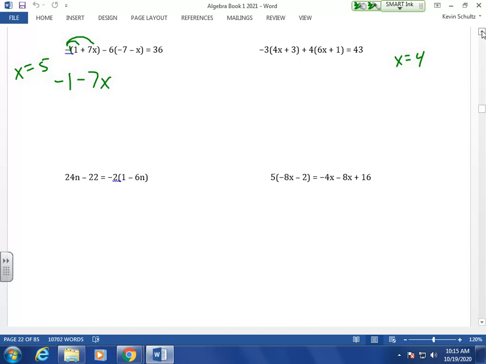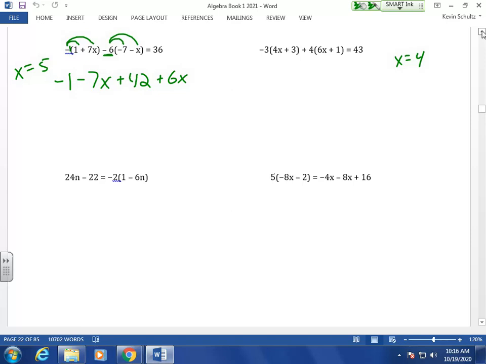Then you've got a negative 6 times negative 7 minus x. So remember that sign belongs to the 6. So you're distributing in a negative 6 into the parentheses. Okay? That's going to give us negative 6 times negative 7 is a positive 42. And then negative 6 times a negative x is a positive 6x. Lots of sign changes going on here. Okay? If you made a mistake, it was probably somewhere in there.